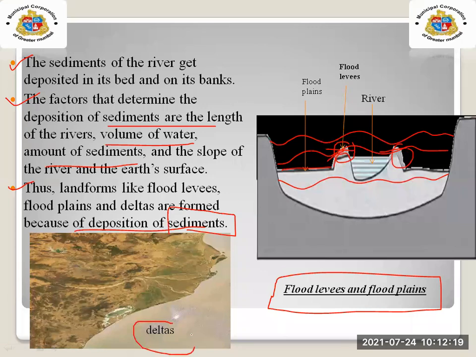Now what is a delta over here? Delta means what? Delta means, which you can see in the image on your screen, students. A river delta is a landform which is created by deposition of sediment that is carried by a river.